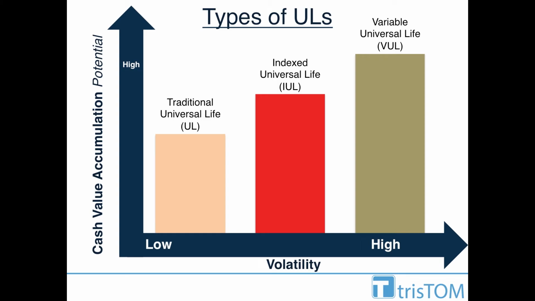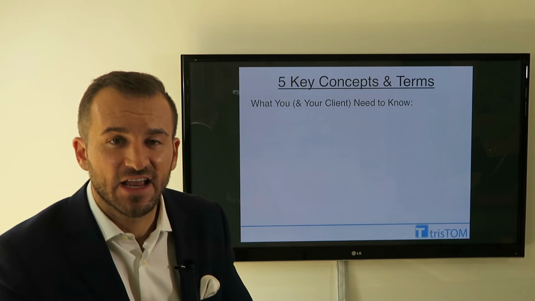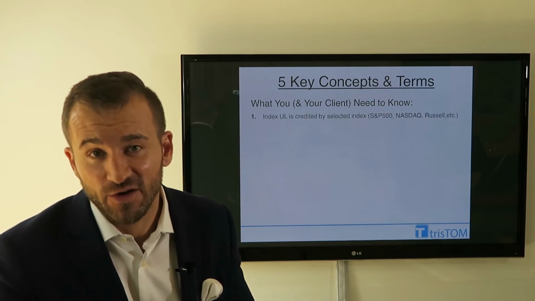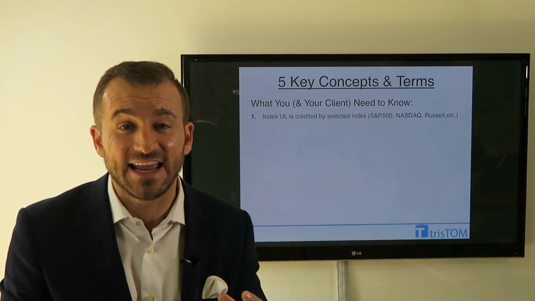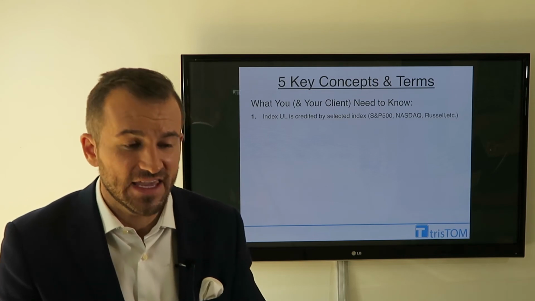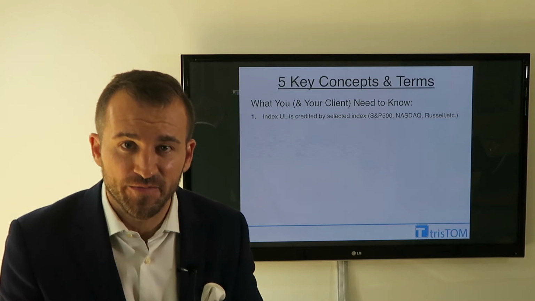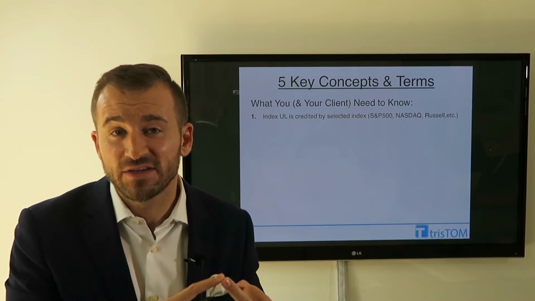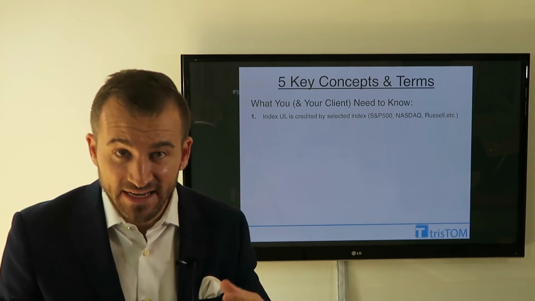Now, there's certain things that you as an agent need to understand, certain terms that you need to focus on. Well, first thing you got to realize is that the indexed UL is credited by a selected index. Now, depending on the carrier that you choose, they give you different options on different indexes or indices to follow, such as the S&P 500, maybe it's the NASDAQ, maybe it's the Russell. You need to look at the different types of index and select one.